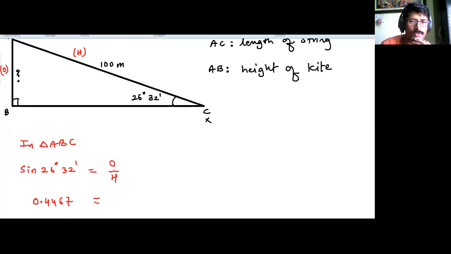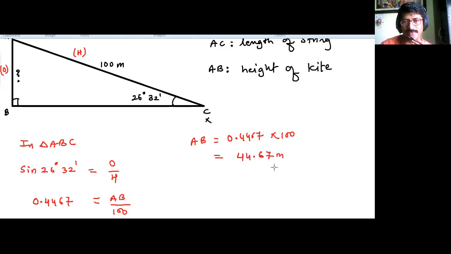Now what is this opposite upon hypotenuse? The opposite is what we are supposed to calculate, that is the height of the kite, so you can say AB, and the hypotenuse is 100. Now if you shift this 100 to the other side, AB is equal to 0.4467 into 100, and that turns out as 44.67 meter.